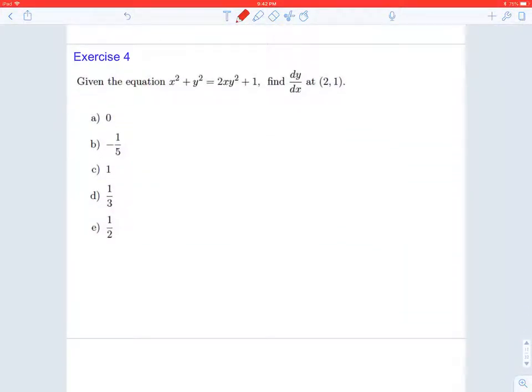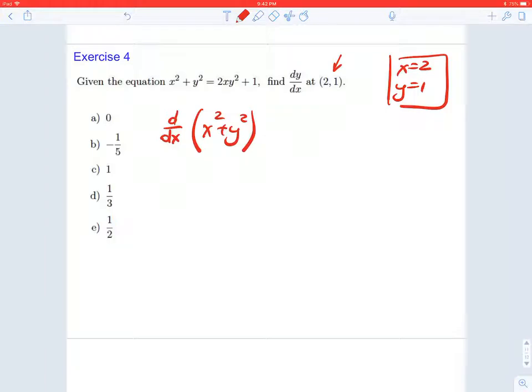Exercise number 4. Given the equation x squared plus y squared equals 2x times (y squared plus 1), find dy/dx at the point (2, 1). X is 2, y is 1. So now I will use implicit differentiation, but I will take advantage of the given point (2, 1) and use the point right away. Let's differentiate first. I will differentiate with respect to x the left-hand side and the right-hand side.